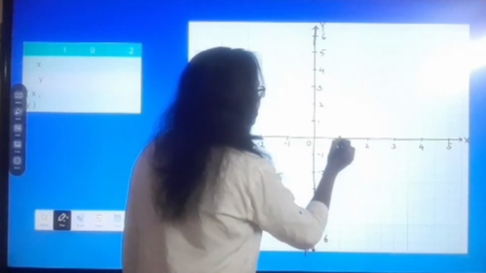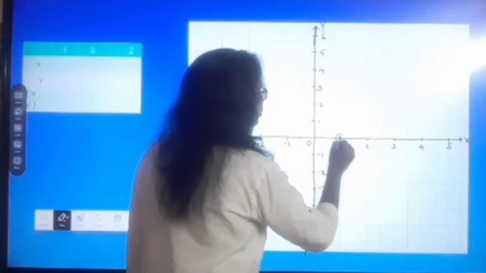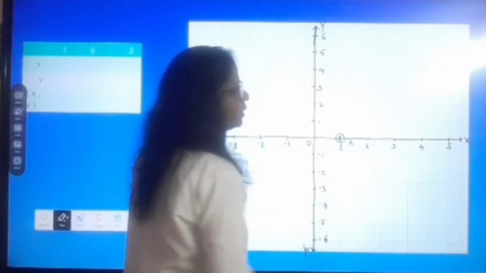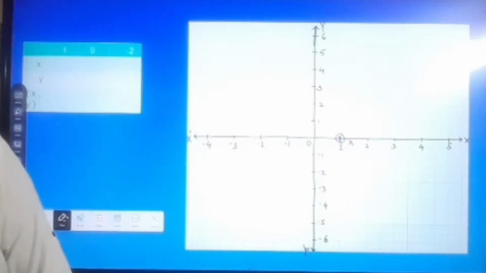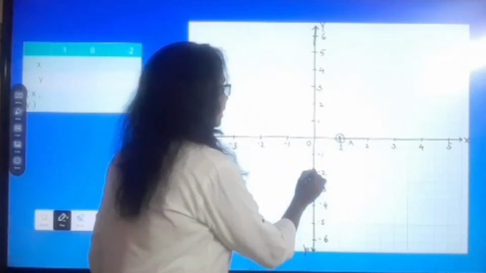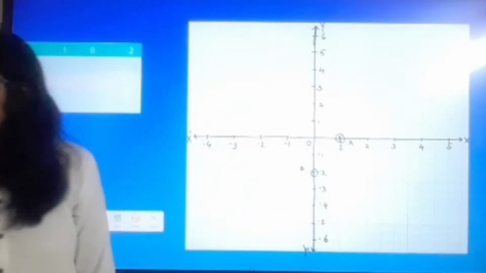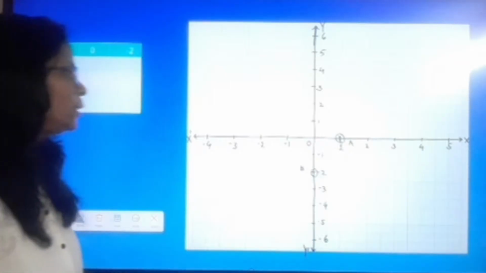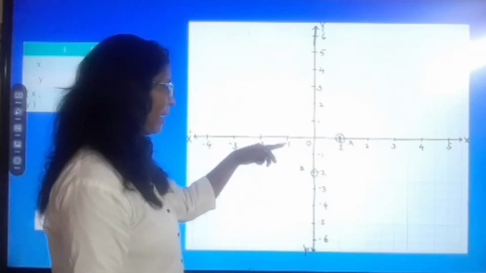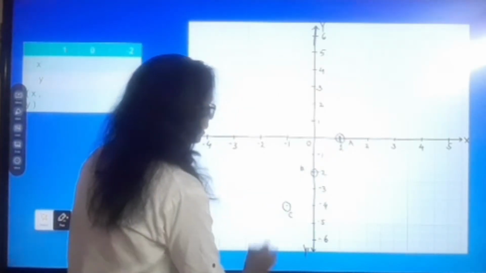1, 0, that is 1 on the x-axis, 0 on the y-axis. So this is the position, and now I call it A. This is A. Then next one, 0, minus 2. So 0 on the x-axis and minus 2 on the y-axis. So this is B. Then next one, minus 1, minus 4. Minus 1 on the x-axis and minus 4. So this is C.